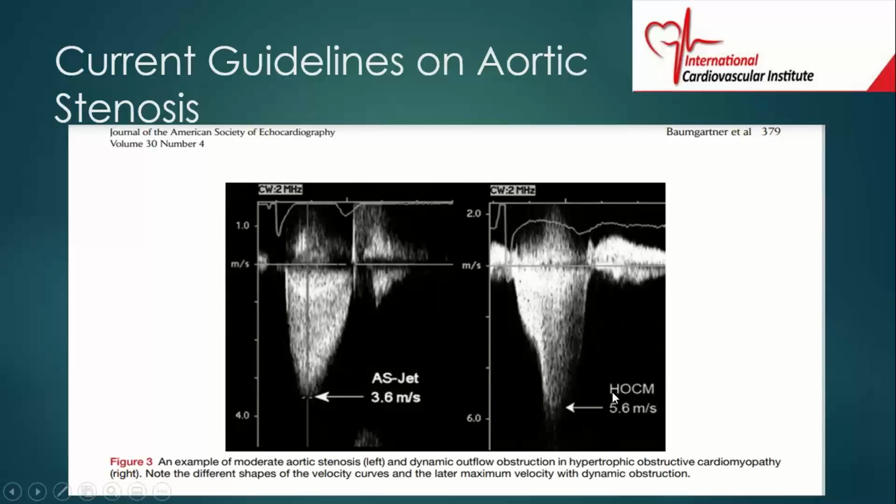And patients with hypertrophic obstructive cardiomyopathy will have velocity curves looking like this. Late peaking curve, and you can see the velocity is tremendous, it's very high. So sometimes by just looking at the curve, you can make some predictions.